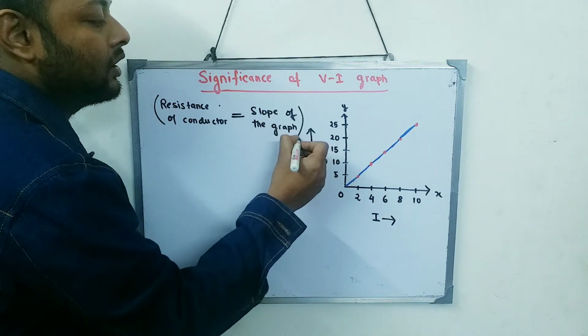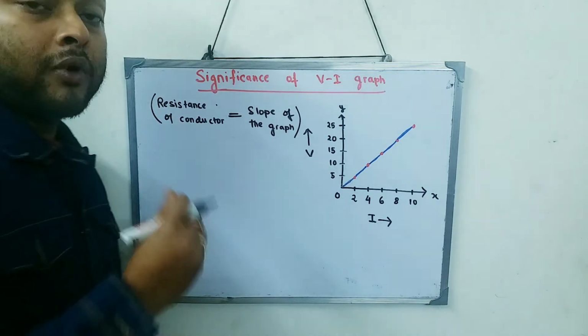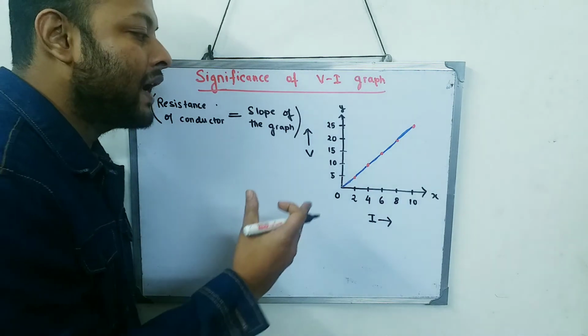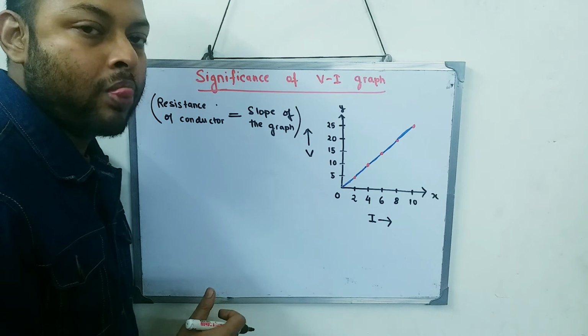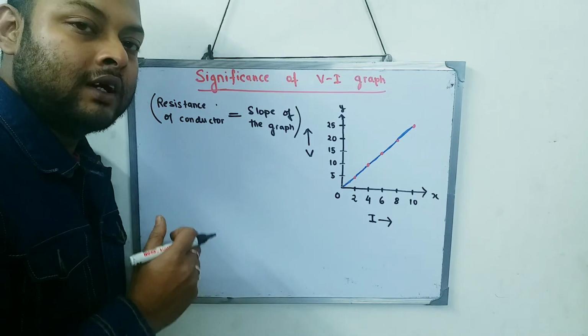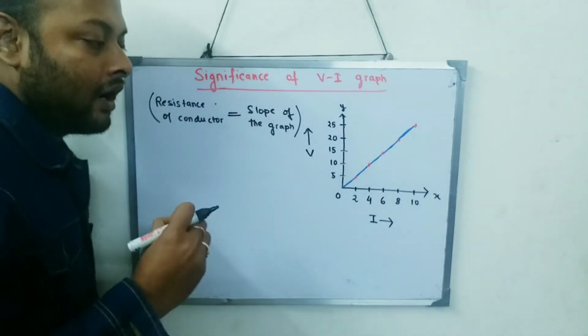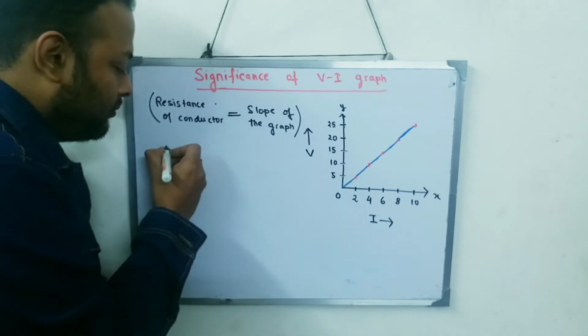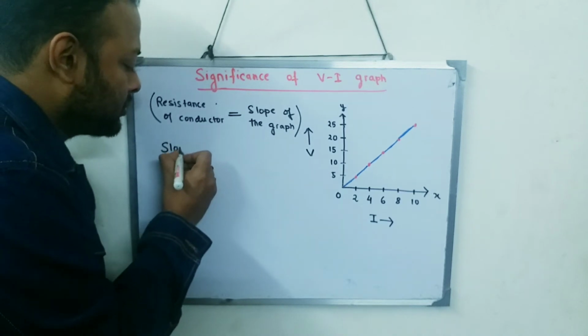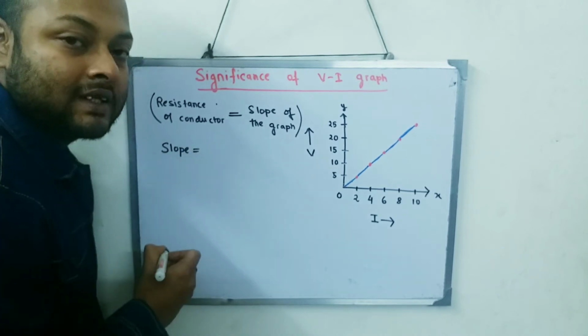Resistance of a conductor is equal to the slope of the graph. So if we are able to calculate the slope of this graph, we will get the resistance also. How? Now, this formula of slope you must have studied in your maths classes.